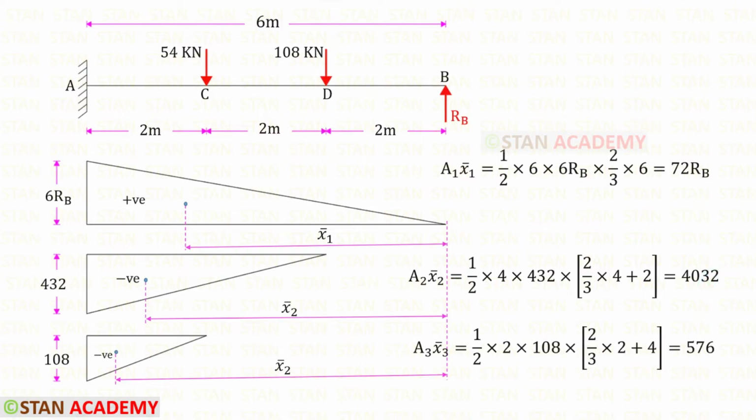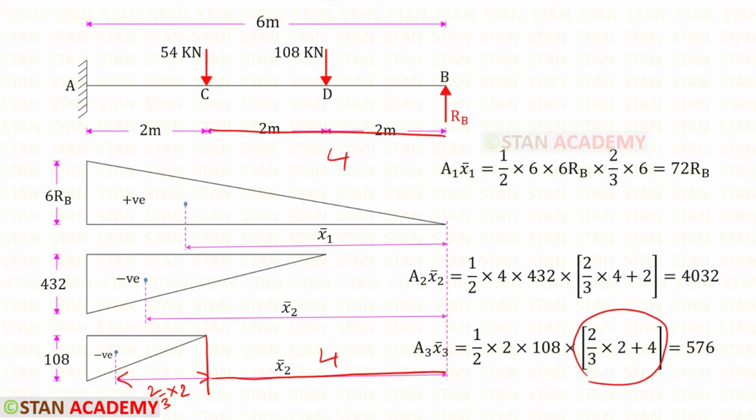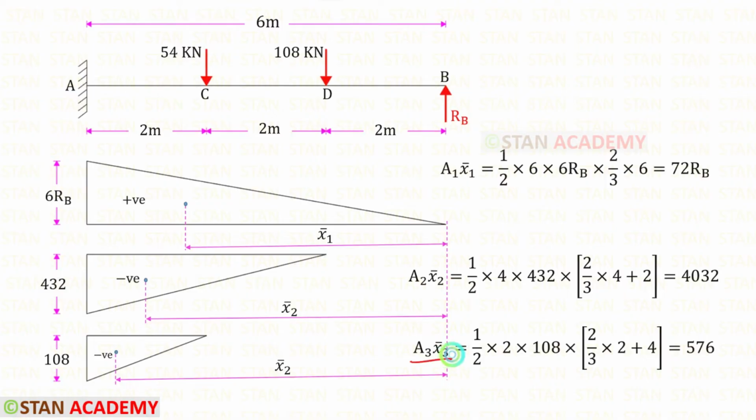Now let us find area 3 x bar 3. For this triangle, the breadth is 2 and the height is 108. So this is the area. The centroid distance about the right is 2 upon 3 into 2. But we have to also add the remaining distance, which is 4. So 2 upon 3 into 2 plus 4. For area 3 x bar 3, we will get 576.